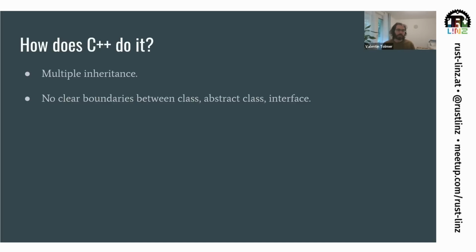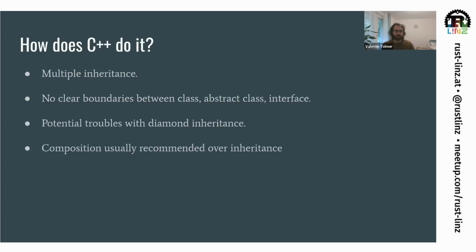So with multiple inheritance, you can even have trouble with a diamond inheritance, where you inherit from two classes that both inherit from the same. So from which path do you get your inheritance from the top one? It can be complex. So that's why people usually recommend composition over inheritance, but that doesn't always work. I mean, there are some drawbacks.